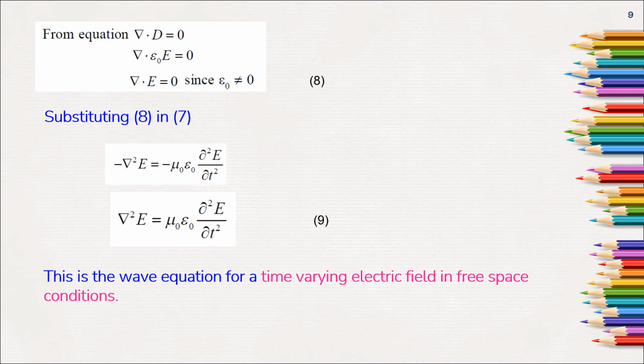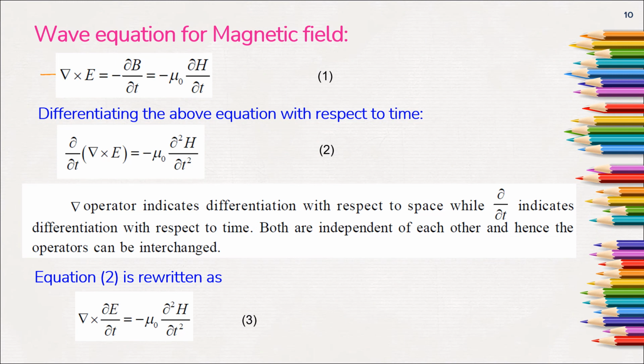In the same way, we have to derive the wave equation for time varying magnetic field in free space conditions. Now, wave equation for magnetic field. So we start with del cross E. Del cross E is equal to minus dou B by dou T, which is equal to minus mu naught into dou H by dou T. The same way we have to proceed as we have done for electric field.